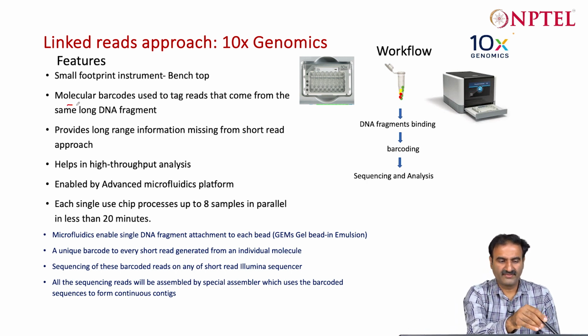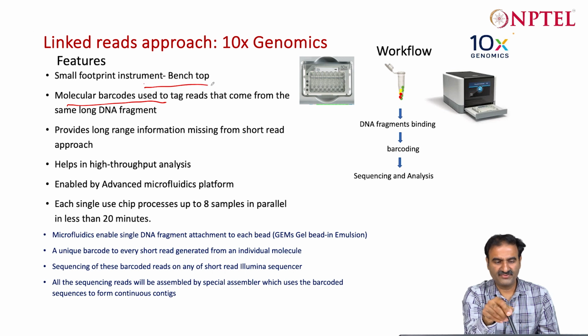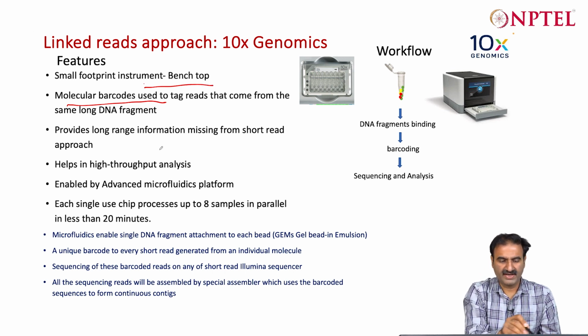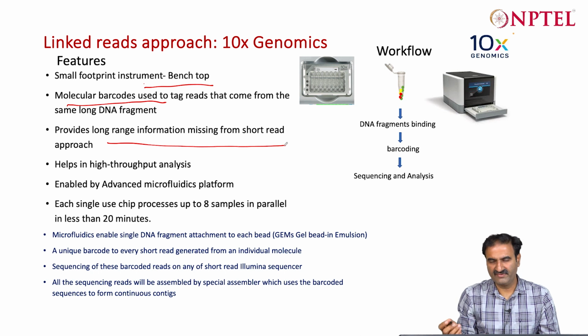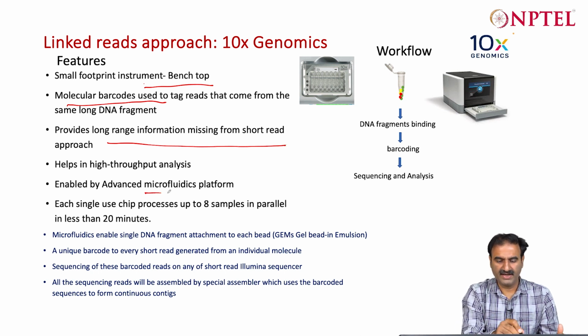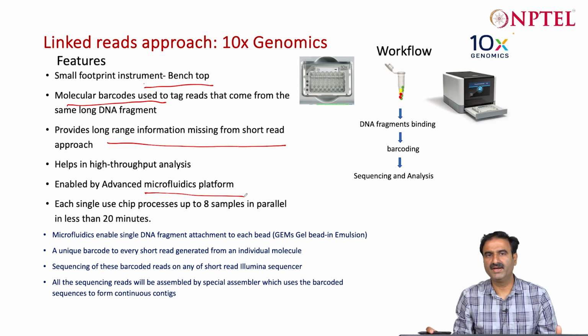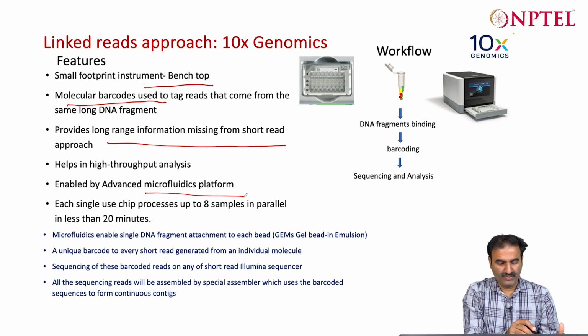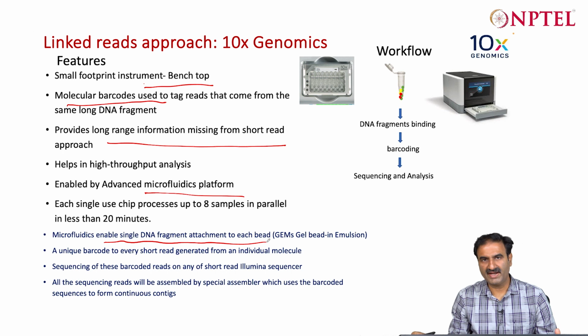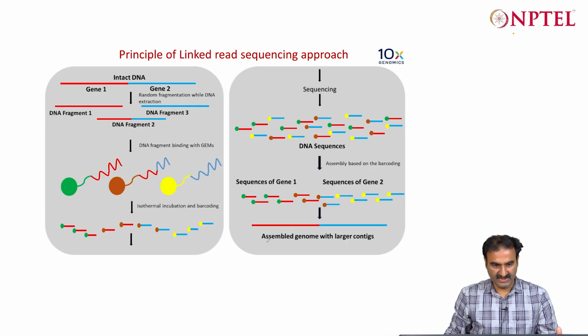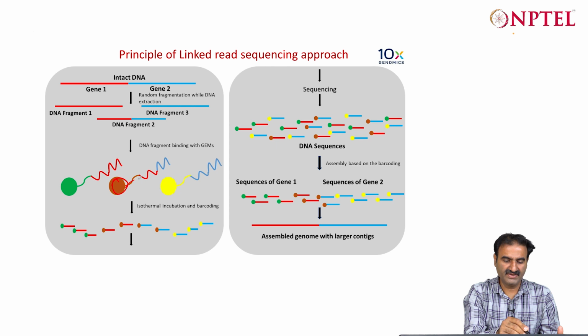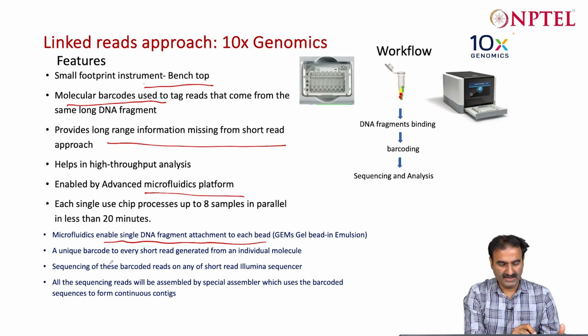So it requires barcodes, a small benchtop instrument that can provide long range information from the short reads, as we will see in the next slide, and an advanced microfluidics platform, because we are dealing with multiple fragments and their barcoding. The microfluidics enable the DNA fragment to attach to a bead, like this. This is a bead and this is the DNA, and then a unique barcode for every read is generated from the individual molecule, which is then sequenced.